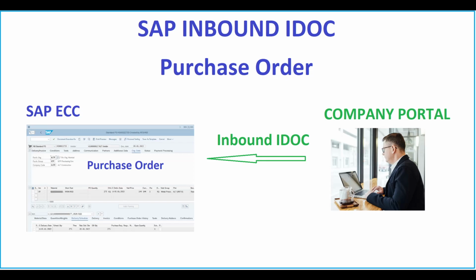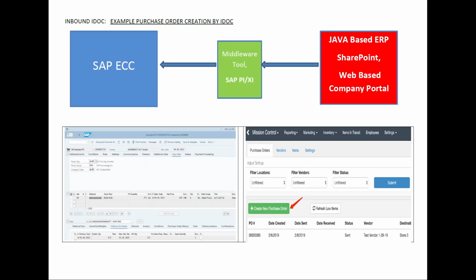So in our case, on the right side, this company portal user is going to create a purchase order, and that purchase order will be created in SAP so that all the information is available in SAP for further processing. Again, in this diagram on the right side is the company portal. The users go there and create a purchase order after filling in all the required information, and this goes to the middleware tool, which sends the IDOC to the SAP ECC system.